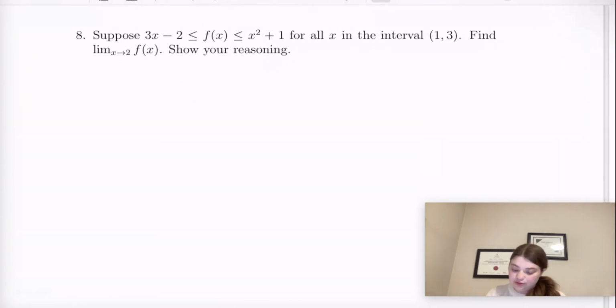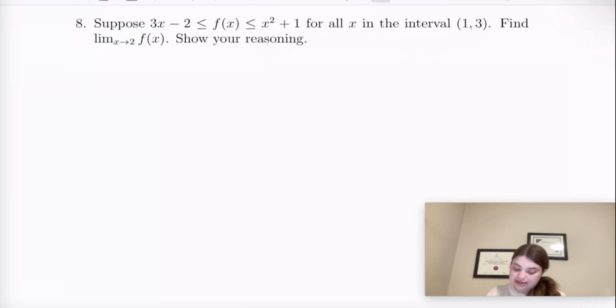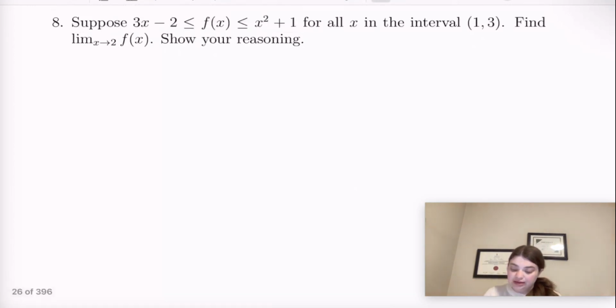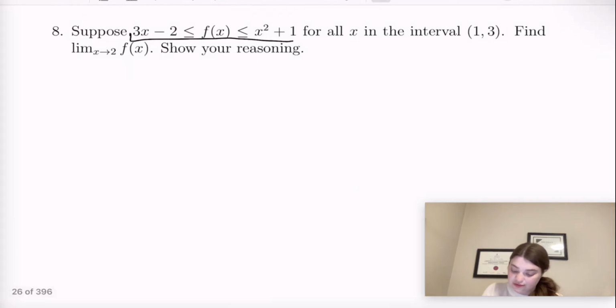All right, and let's do one more problem. It says, suppose that 3x minus 2 is less than or equal to f of x, less than or equal to x squared plus 1 for all x in the interval from 1 to 3. Find the limit as x approaches 2 of f of x and show your reasoning. So here, because this is always true for the interval between 1 and 3, and since 2 is part of that interval, that means we certainly can use this. We can certainly take this for granted in the context of taking the limit as x approaches 2.